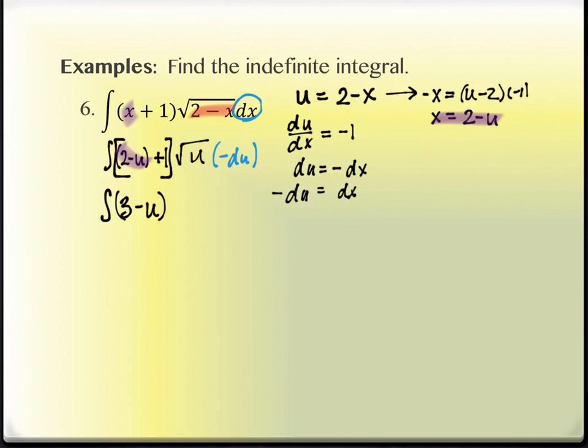There's a negative, so let me actually write this as u to the 1/2. And then let me write this as negative 1 du, and then we'll get rid of the negative here in just a sec.